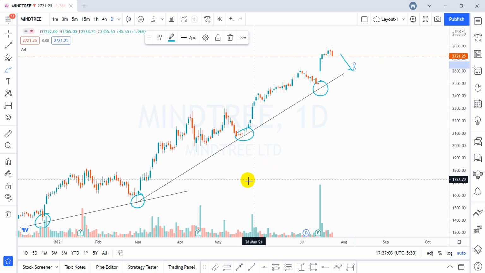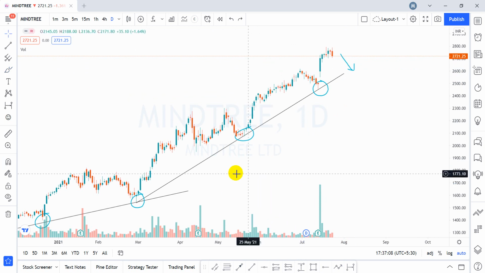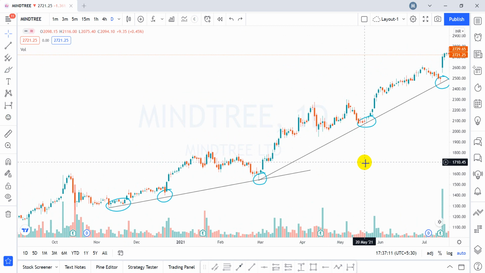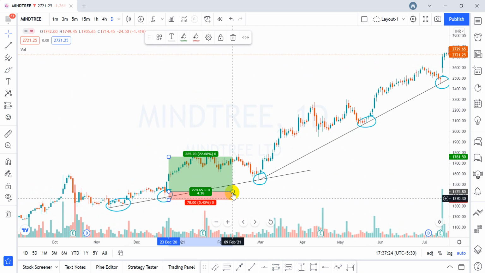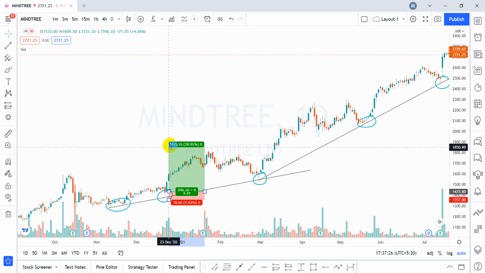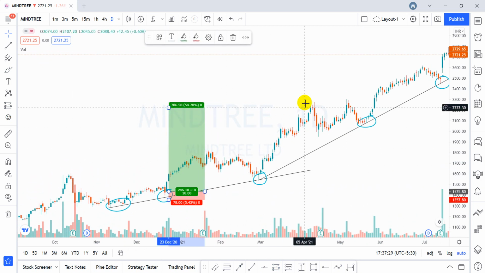Now with all these previous entries, let's take some examples so that the concept is very clear to all of you. This was a good long entry, and I could have kept my stop loss just below this trend line over here. And if you see what kind of tremendous return, even if you are trailing up till this particular swing high, it was a 1 is to 10 risk to reward ratio.